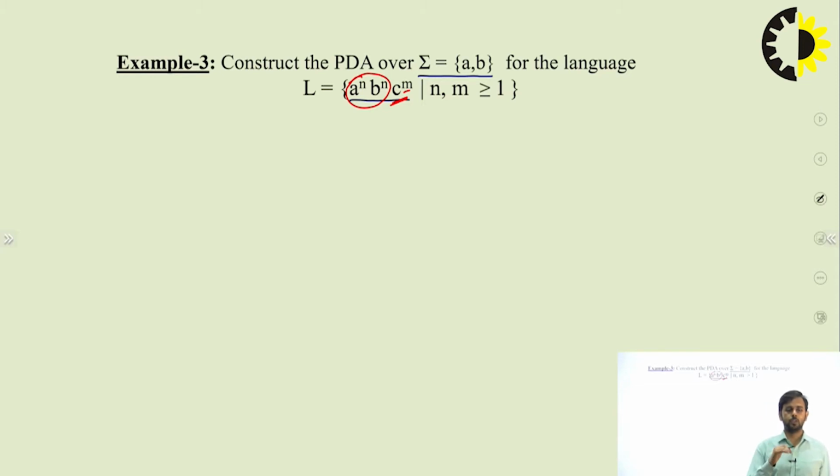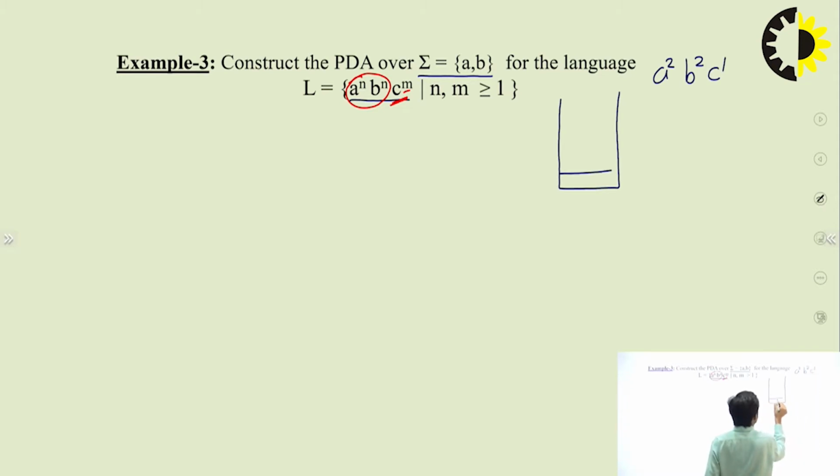First we push n number of a's, then corresponding to those a's, when b's come, we pop the a's. When all the a's are over, all the b's are over, which means a raised to power n, b raised to power n. The c's can be any number, so we skip the c's. Suppose there is a language a raised to power 2, b raised to power 2, and c raised to power 1. How do we construct the PDA for that? So the string is a, a, b, b, and c.